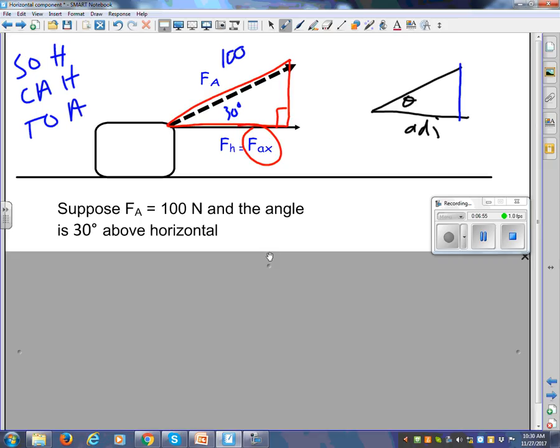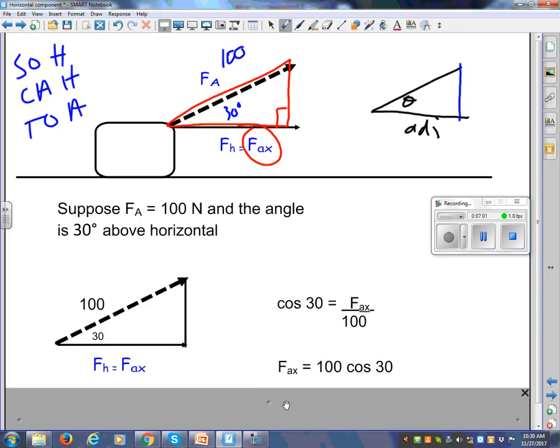All right. So we've agreed that it's cosine, right? Okay. So in this situation, then you would write. Now, some of you might want to write this, and that's okay. Hopefully, at some point you can get past this. Cosine theta is equal to adjacent over hypotenuse, right? And so cosine theta is cosine 30. The adjacent side is what we're solving for. That's my FAX. And the hypotenuse is 100. Okay?